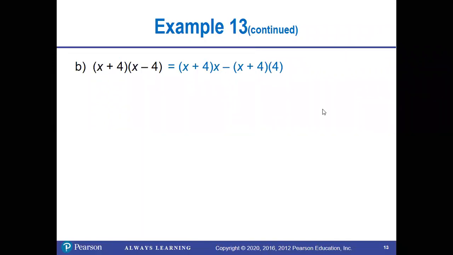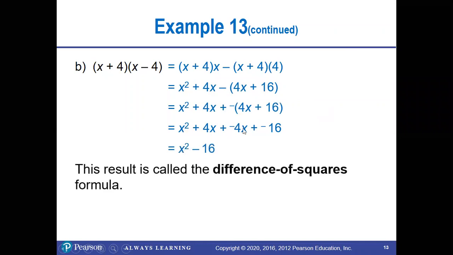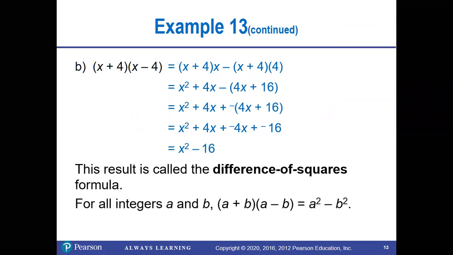Either way, you're going to get something that works all the way down. You're going to end up at some point with x squared plus 4x plus -4x plus -16, which ends up, these cancel out, and gives you x squared minus 16, which we learned back in algebra in high school. You learned this as what's known as the difference of squares formula, okay? Which gives you the integers.